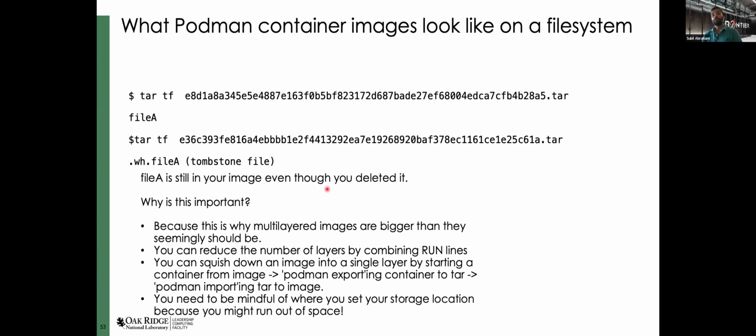So having multiple layers is something to be mindful of when you're building your image with Podman. There are ways to squish your Podman image down into one layer and reduce the amount of space it is occupying. You can reduce the number of layers during the build by combining a number of operations into one single run line. And another thing to note is that if you're building large images, be mindful of the storage location that you're using to store your Podman images.